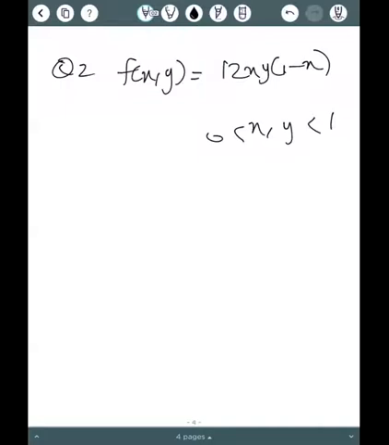ठीक है। So they're equal to 12xy(1 - x) when x and y both are between 0 and 1, otherwise they're equal to 0. The density is 0. Okay, so पहले पूछा हुआ है कि are these x and y independent? So yeah, you know that if two variables are independent, then the joint distribution is a product of their marginal distributions, right? So this is what you intend to prove, right? So इसके लिए first of all आपने marginal distributions दोनों के निकालने चाहिए.